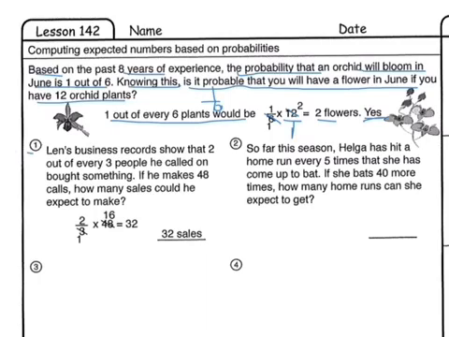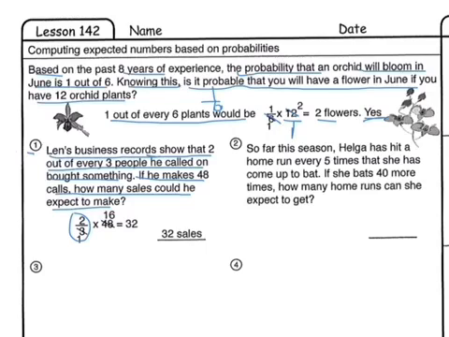All right, let's go to question number 1. Take a look at another sample. Len's business records show that 2 out of every 3 people he called on bought something. 2 out of every 3 people. You can see that fraction right there. If he makes 48 calls, how many sales could he expect to make?